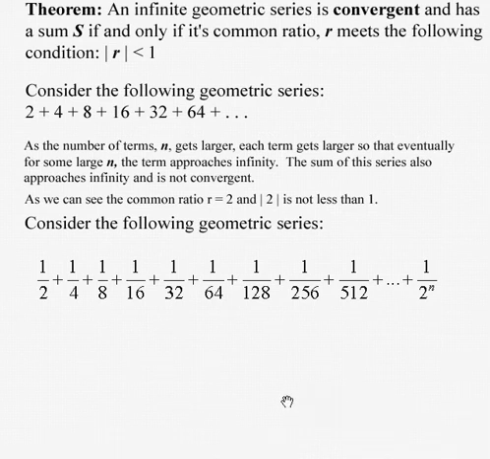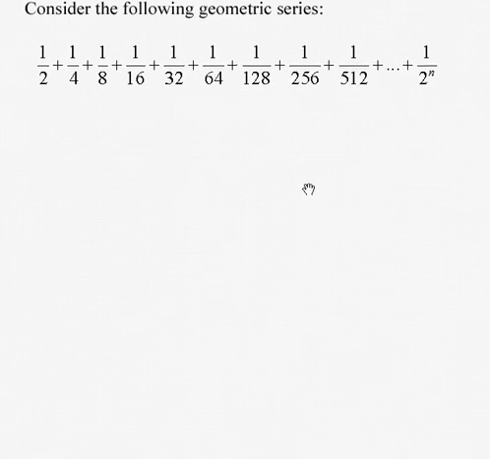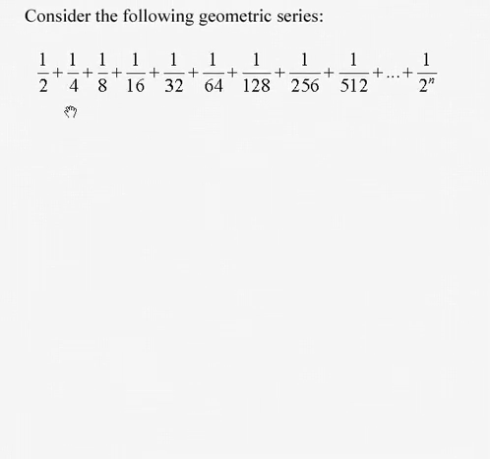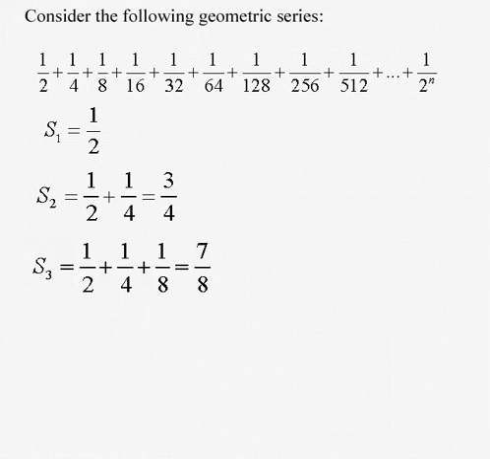What if we look at something like this? What if we had the reciprocals of each of those terms? 1 over 2 plus 1 over 4 plus 1 over 8 plus 1 over 16, etc., plus 1 over 512, plus eventually 1 over 2 to the n power. In this particular case, if we found the sum of just the first term, we would get 1/2. If we added the first two terms together, a half plus a fourth, we would get 3/4.